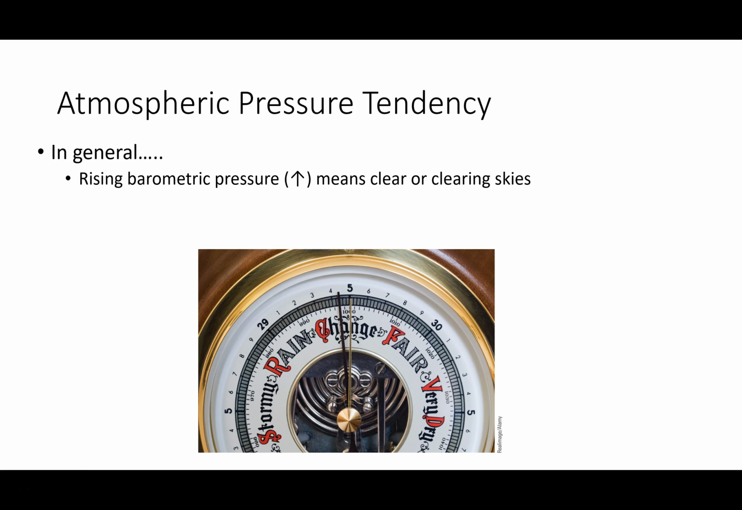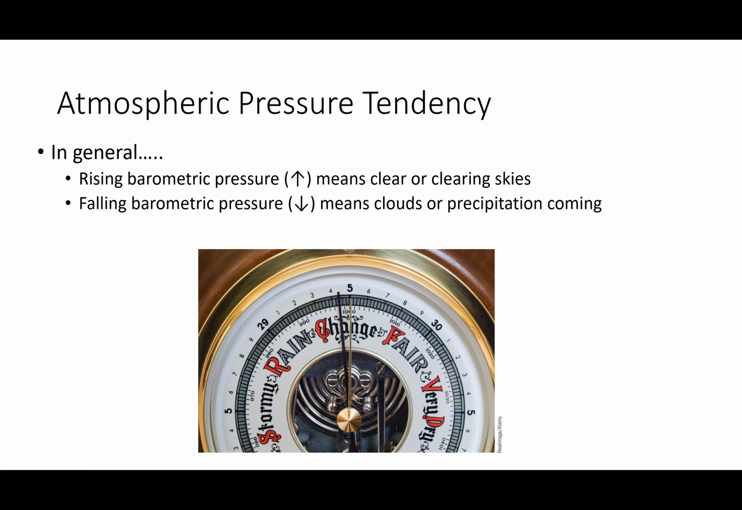I've got a few of these lying around, but I forgot to bring one. With a barometer, the black one is what you can move, and the gold one is what the device moves. You set the black one on where the gold one is, and you let it go. This is saying that compared to what it was, our pressure is rising, our tendency is rising. So rising pressure, clear skies.